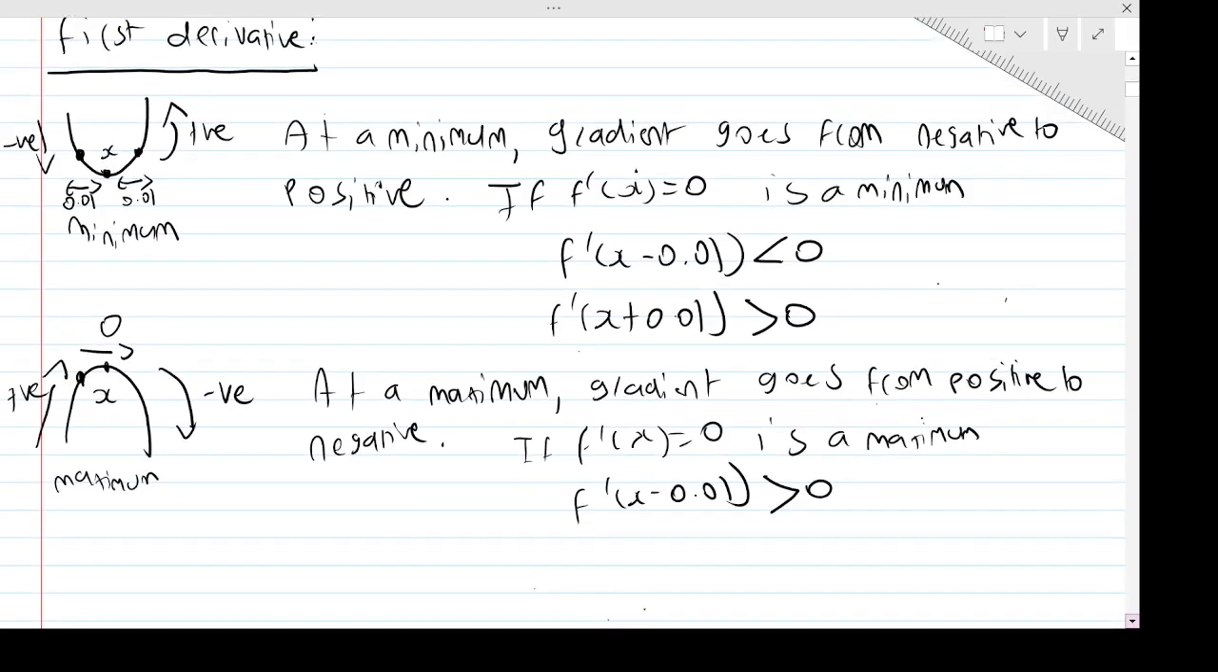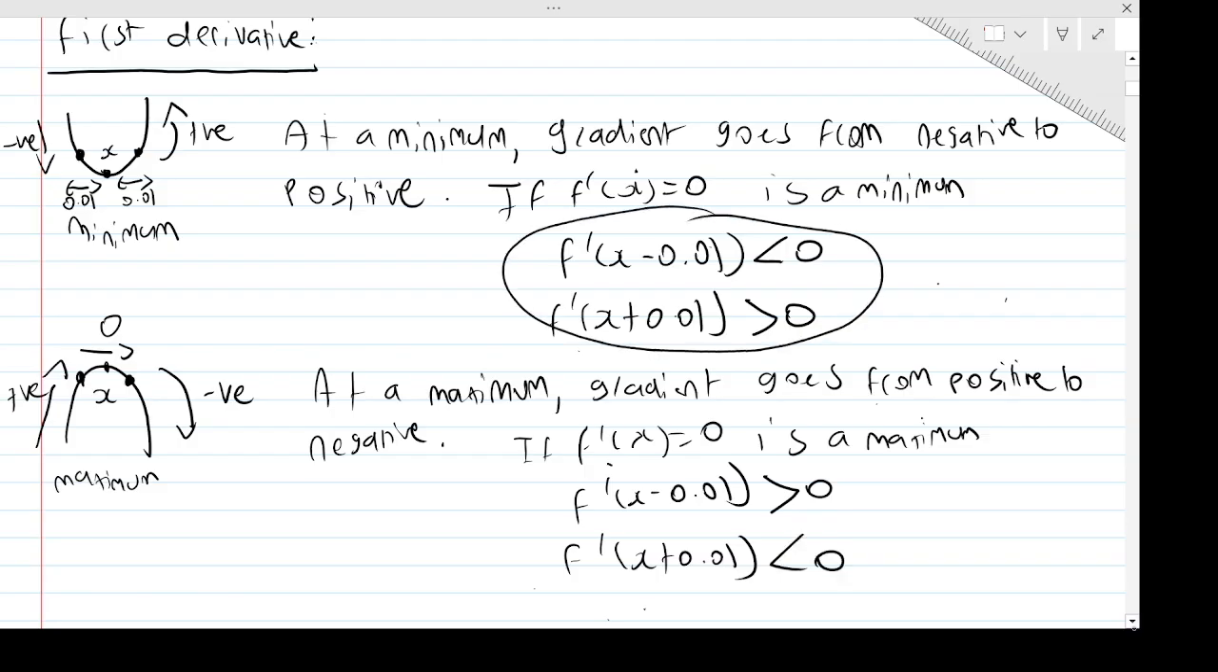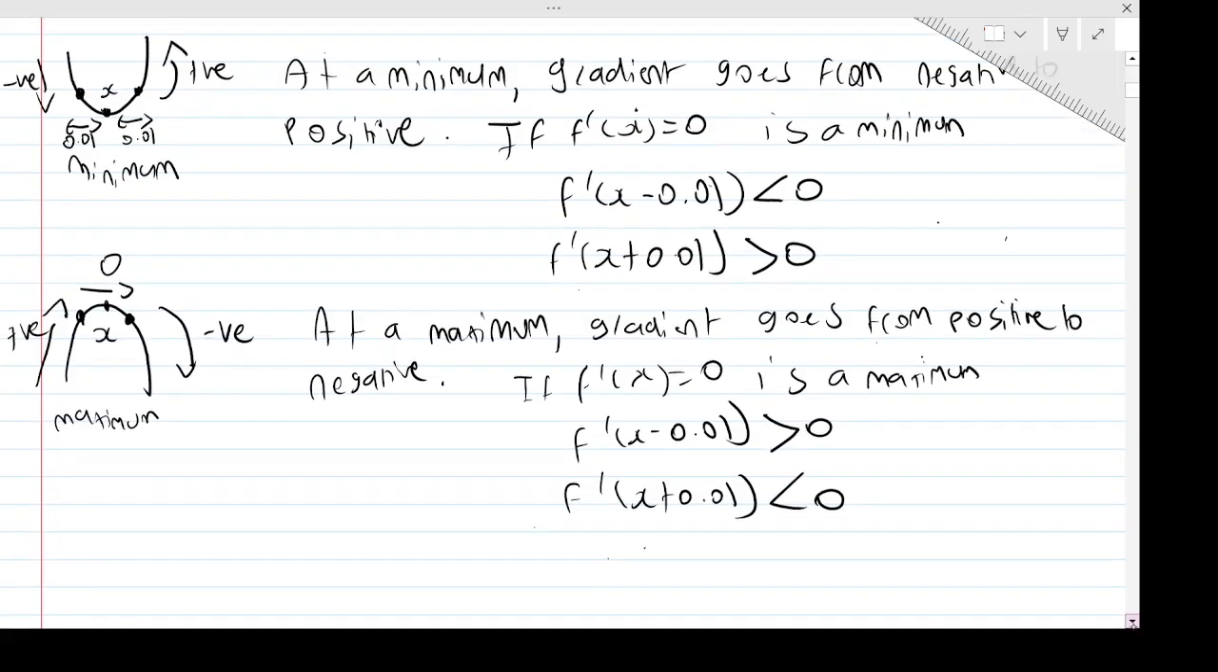On the flip side, if we then consider this point, which is to the right of x, if we add 0.01, let's say, then the curve is going down, right? So it has to be a negative gradient at that point. So it has to be less than 0. And you can see that the signs are flipped compared to minimum, okay? So yes, we can consider the signs of my function.